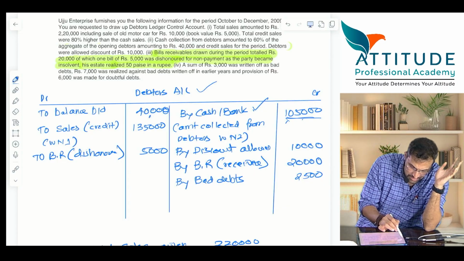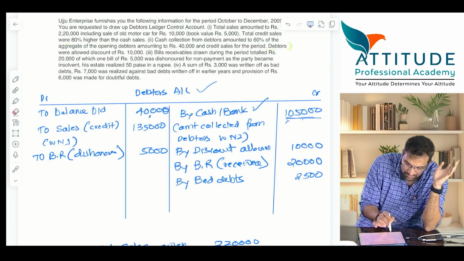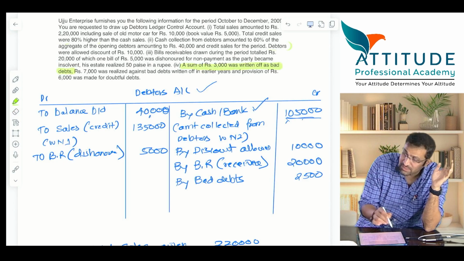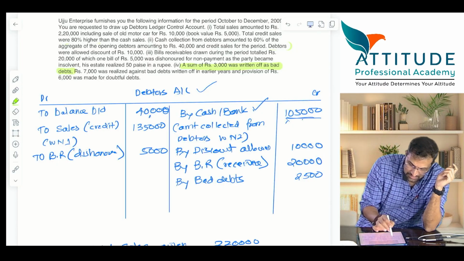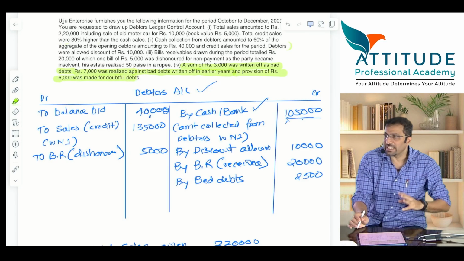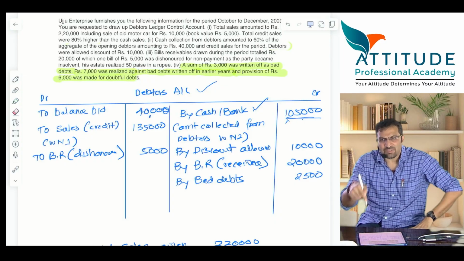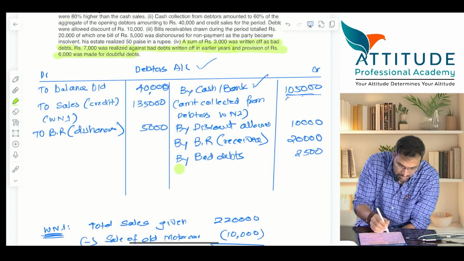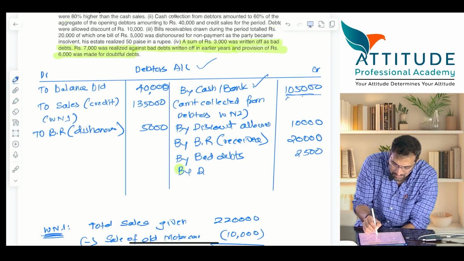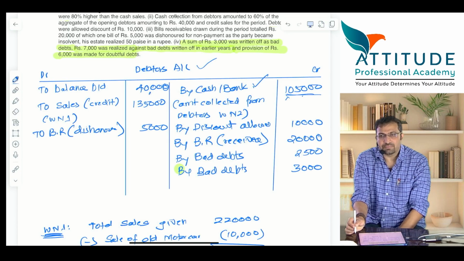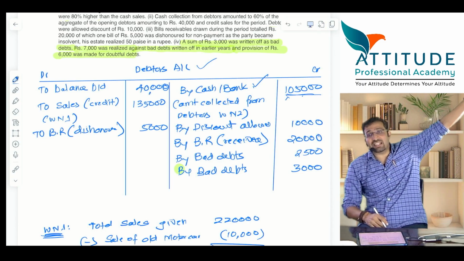नाउ फोर्थ पॉइंट. शैल आई इरेज इट? नाउ टेल मी द फोर्थ पॉइंट. फोर्थ पॉइंट क्या है बताओ? A sum of 3,000 was written off as further bad debts apart from this 2,500, and 7,000 was realized against bad debts written off earlier years, and a provision of 6,000 was made for doubtful debts. 3 point है इधर. First of all tell me, further bad debts will come here. Entry same. By बोलो, by bad debts. By bad debts कितना? 3,000.